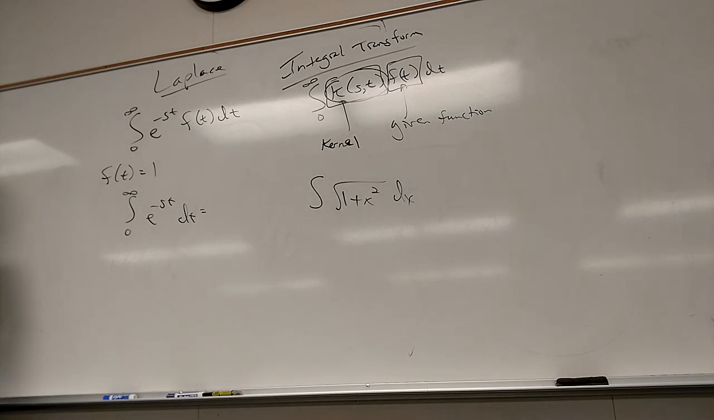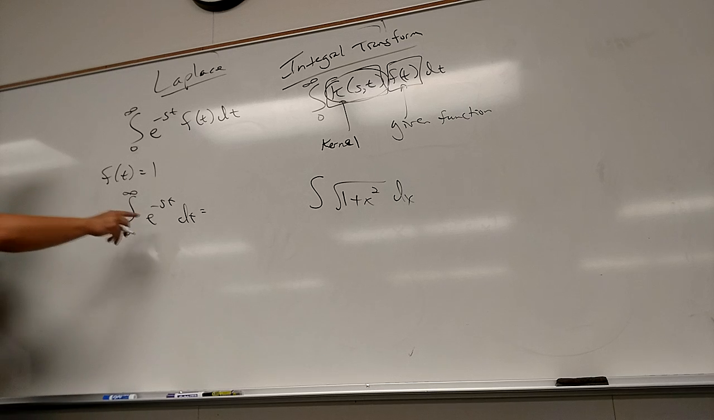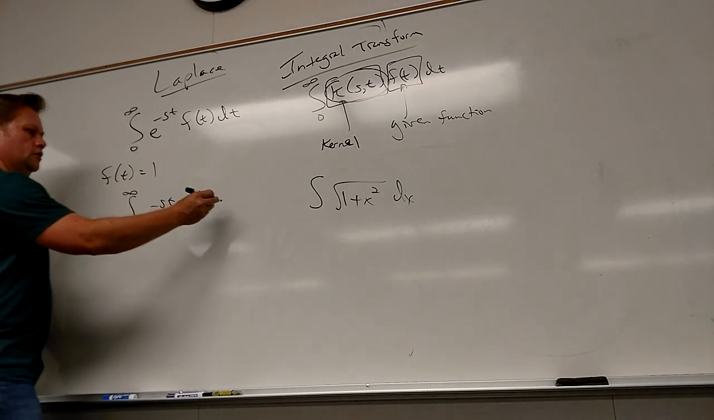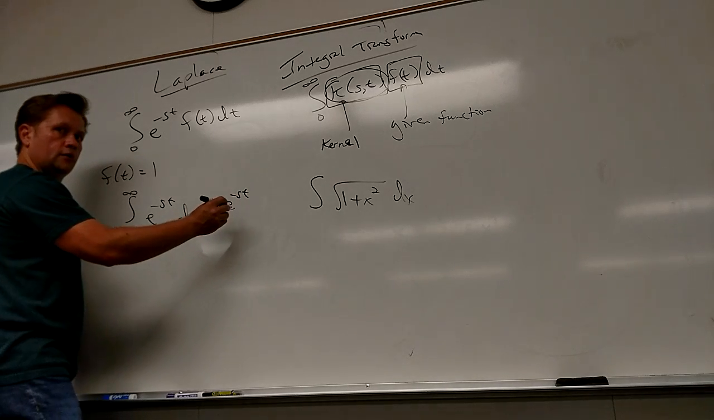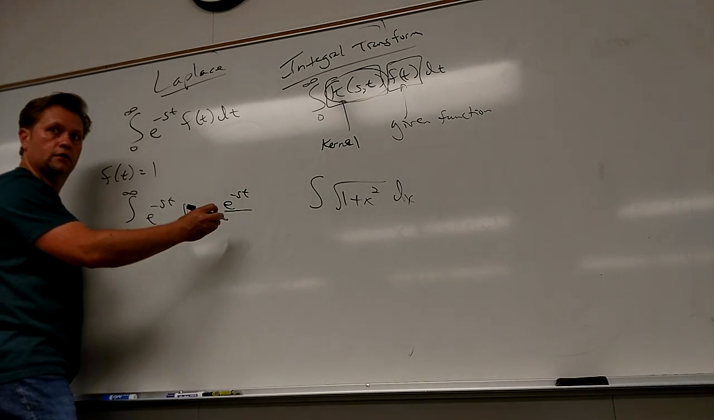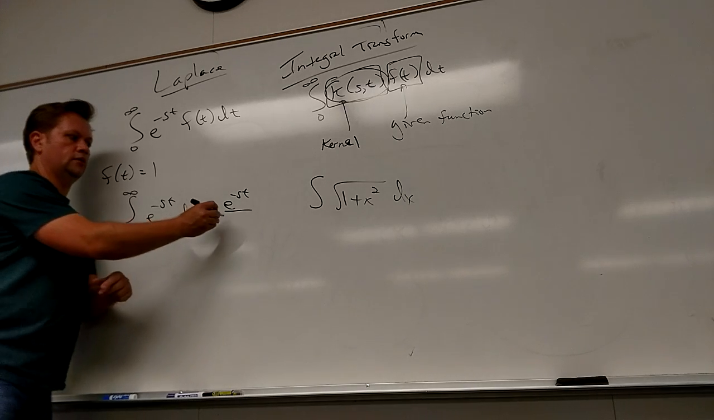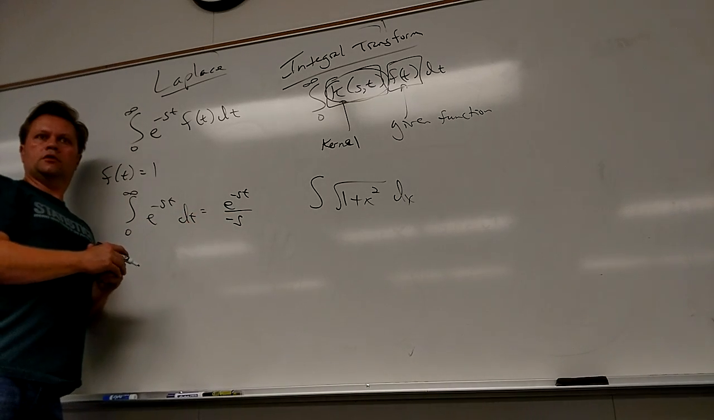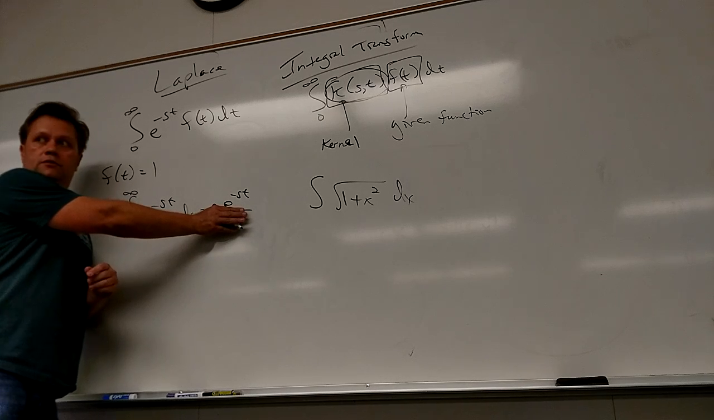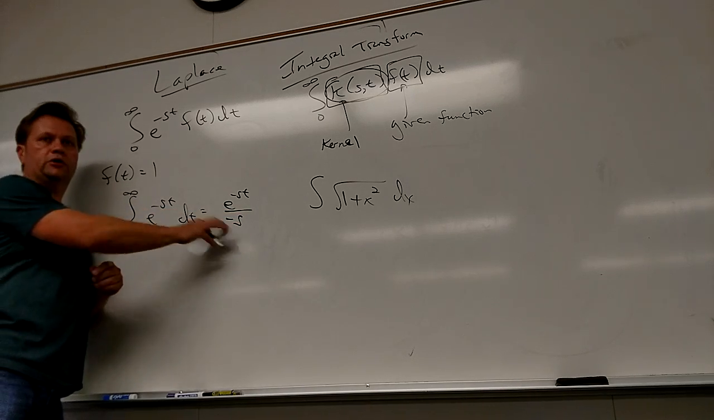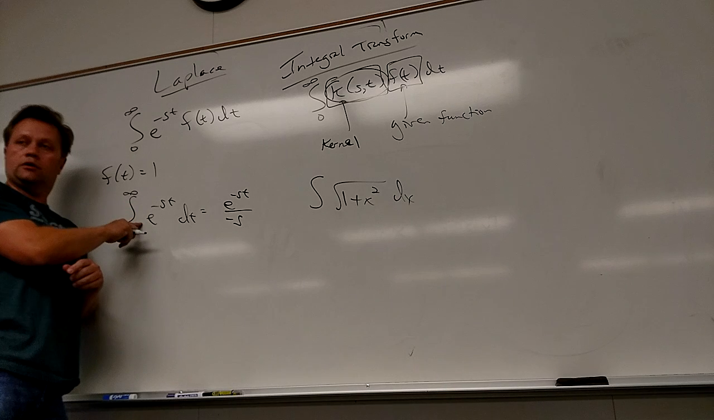Negative s, e to the negative st. The integral is going to be itself divided by negative s. Because if you try to differentiate this, it'll be itself times negative s. So the integral better divide by it, so that factor isn't there.